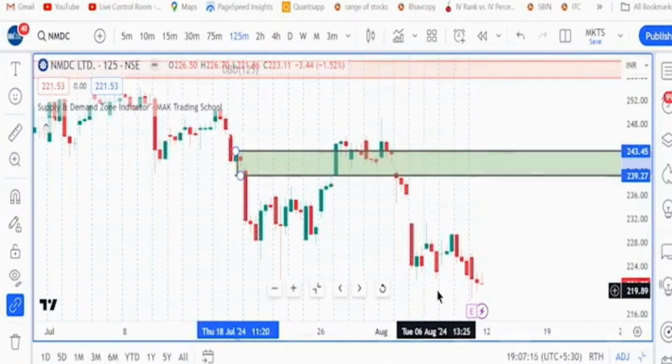Suraj asks when to exit. So friends, exit points: if you are initiating a trade at supply, the opposing demand should be your technical target. The way I like to trade is to first book partial quantity at least at 2:1. When you are making 2 times reward, book 50% and trail the rest for the technical target. So that's how I like to trade.